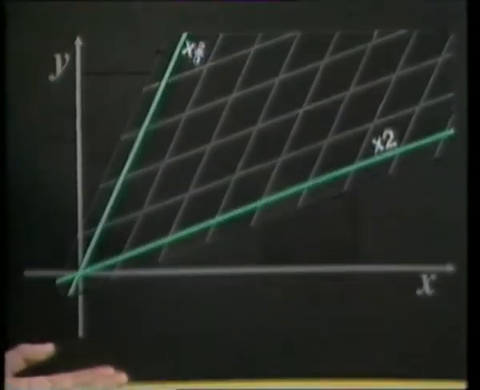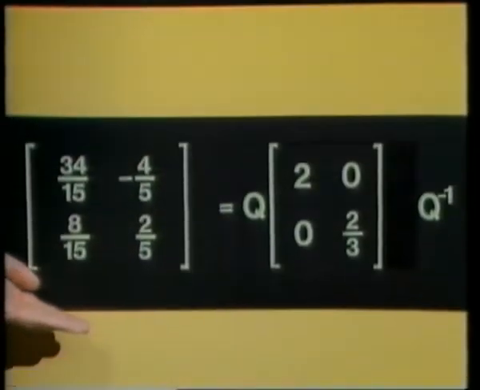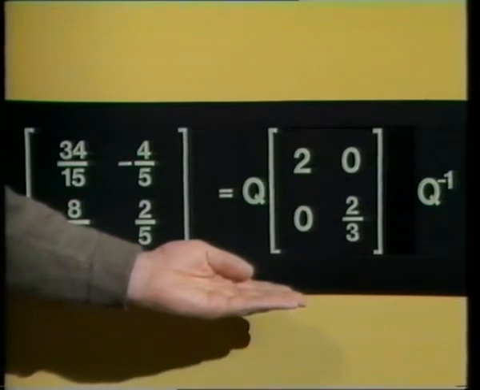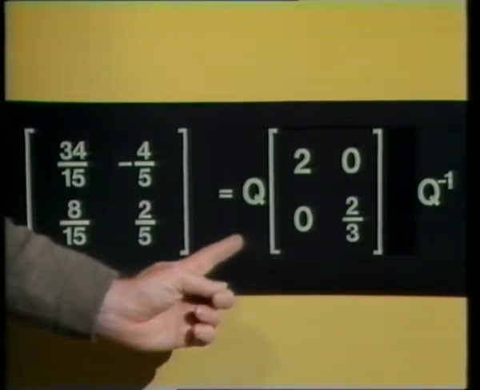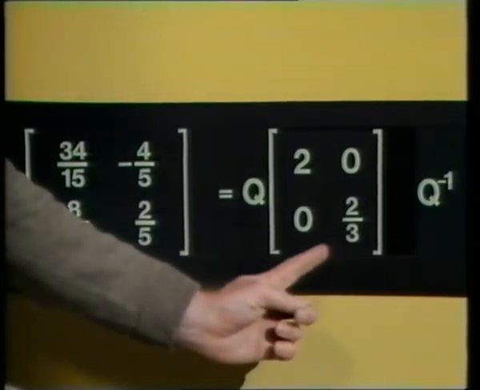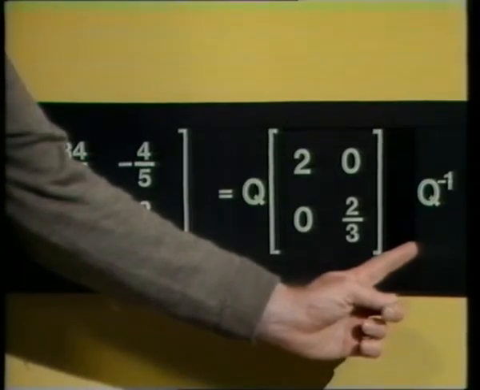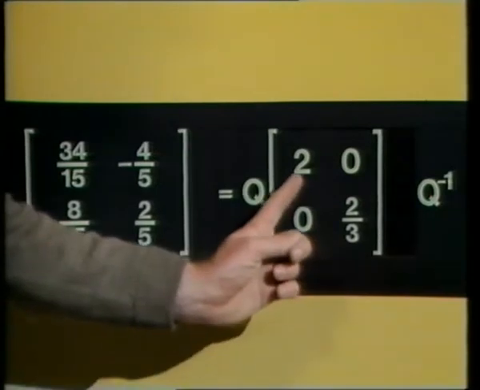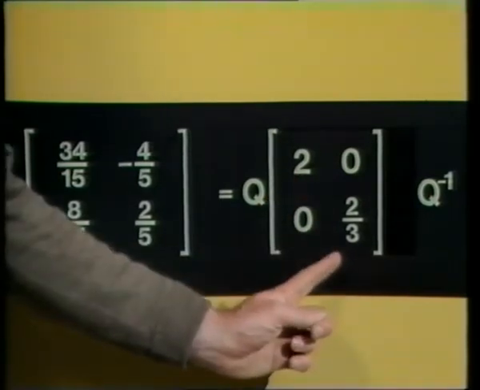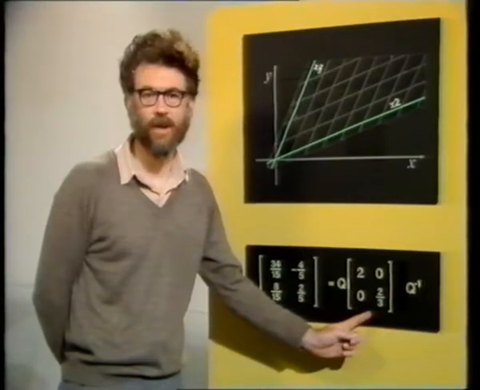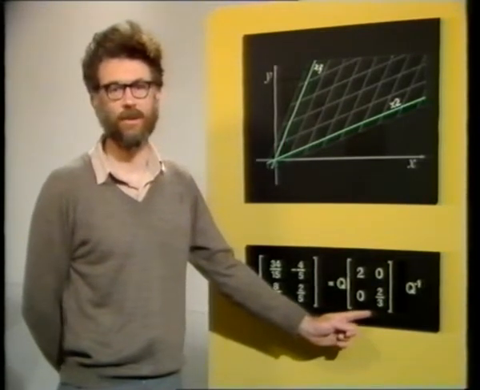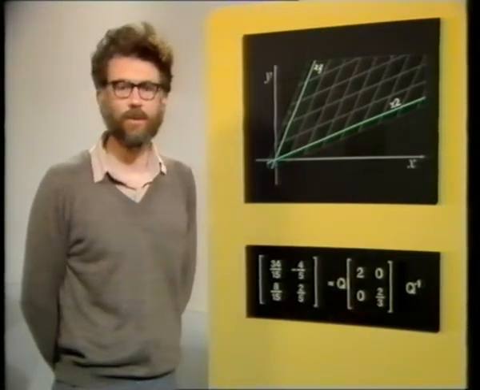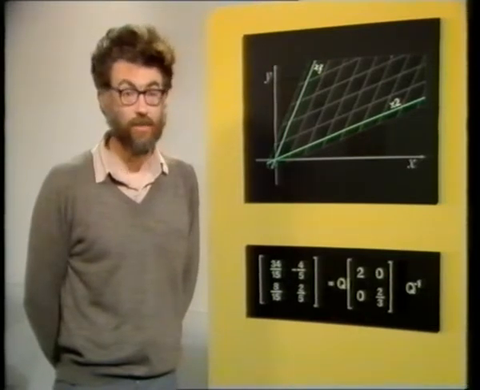By doing this, we'll be able to see how to express this matrix in this form: some matrix Q, followed by a diagonal matrix, and then the inverse of the first matrix. As before, this diagonal matrix will have the eigenvalues as the diagonal elements. Remember, that's the matrix which gives the scalings along the axes. All we have to do is to decide what we have to take for Q.